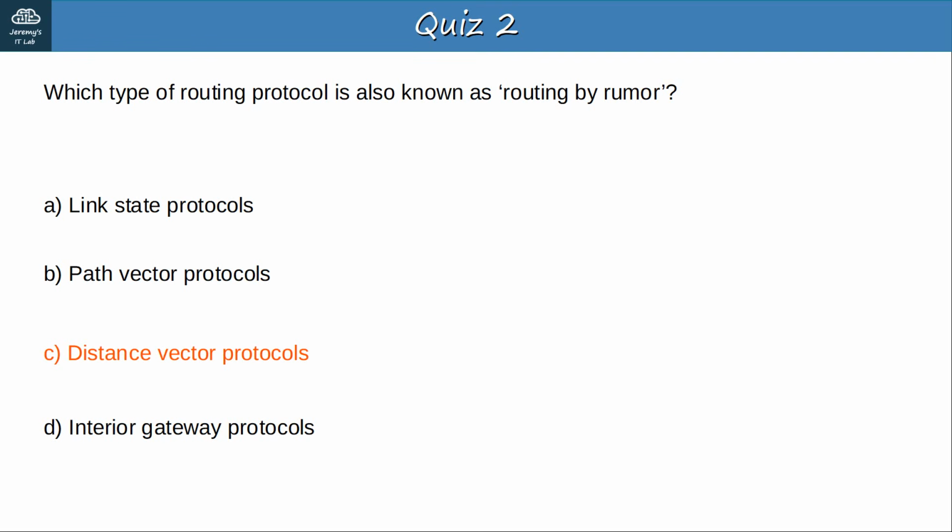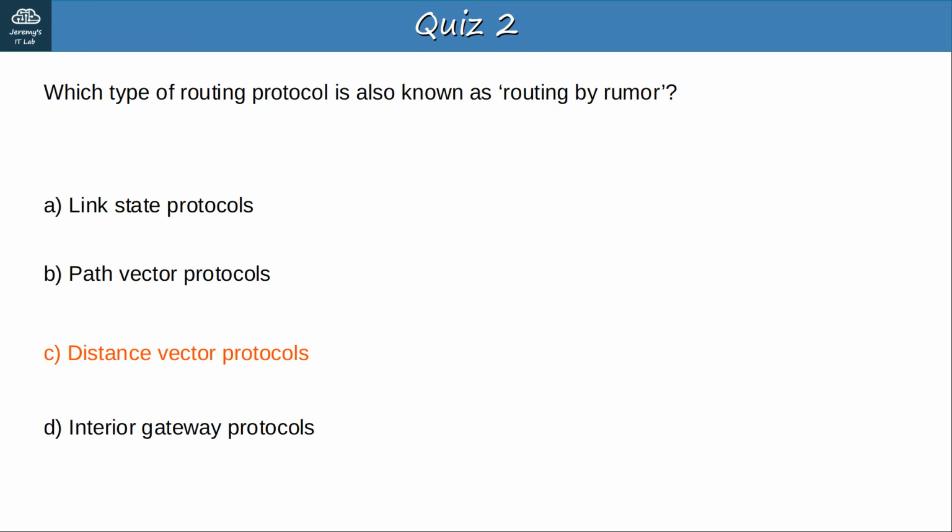A is incorrect because when using a link state protocol such as ISIS or OSPF, each router develops a complete map of the network to calculate the best routes, which is different than the minimal information a router receives from neighbors when using a distance vector protocol.